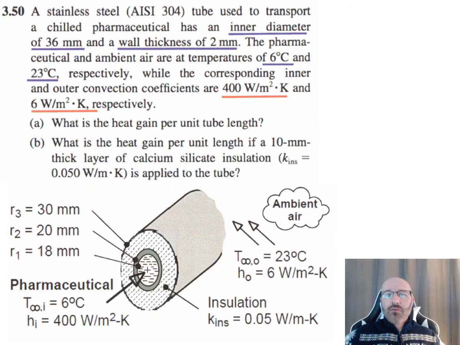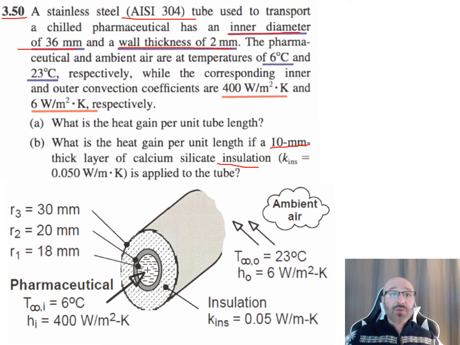So as I'd mentioned, one of the first things we're going to want to do as we're starting this problem here is take that information from our given problem statement and draw out an initial diagram so we can get a visual of what we have going on here. They tell us right here that we have a stainless steel tube used to transport a chilled pharmaceutical that has an inner diameter of 36 millimeters and a wall thickness of 2 millimeters, but then also for part B of the problem, there's a 10 millimeter thick layer of insulation on the outside of it there.